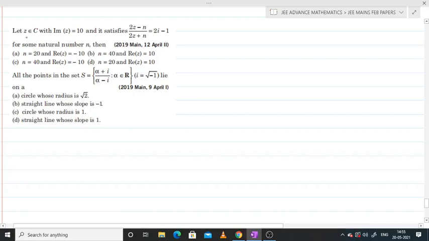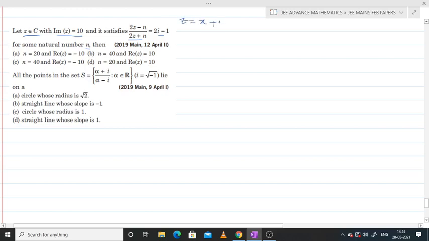Good morning, everyone. Today we will see JEE questions, class 11, mathematics. If Z is a complex number and the imaginary part is 10, and it satisfies this condition, then you have to find the natural number n and the real part of Z. We don't know the real part of Z. Z is a complex number.